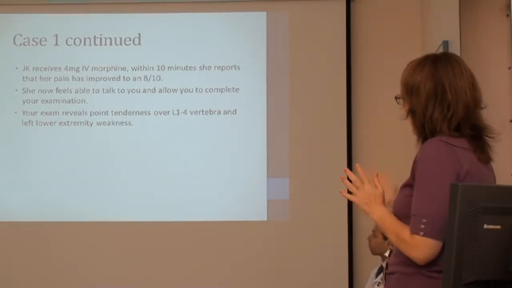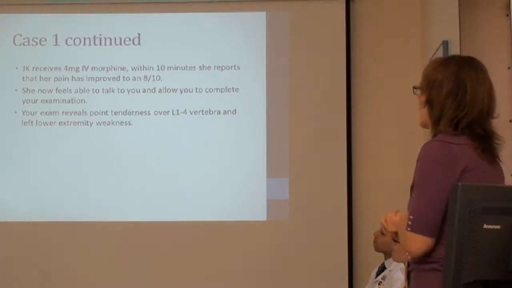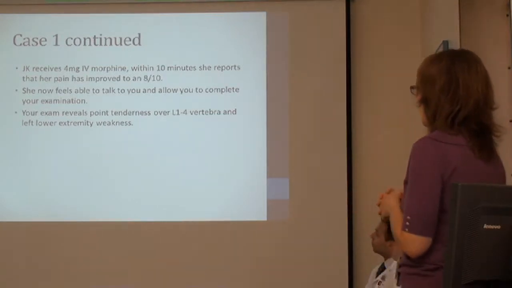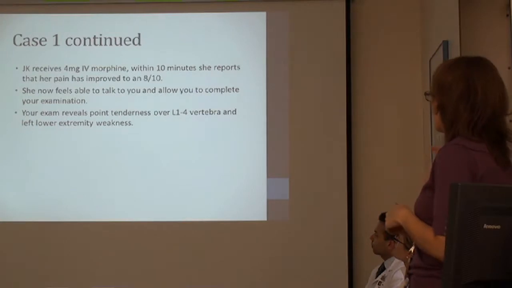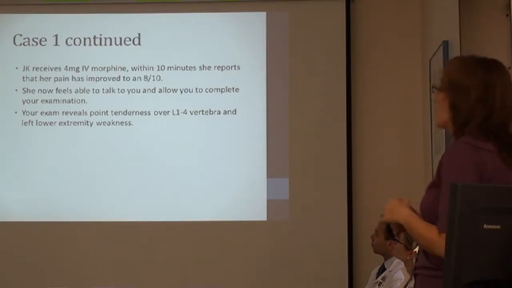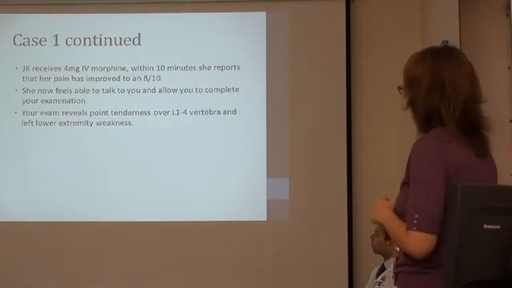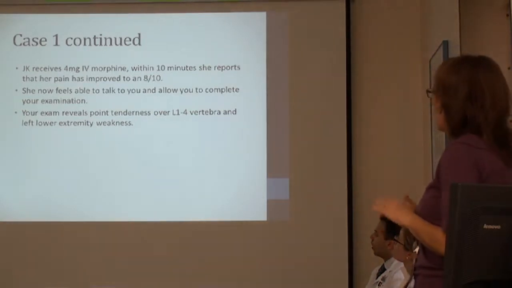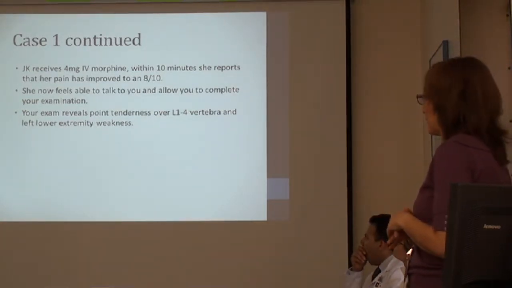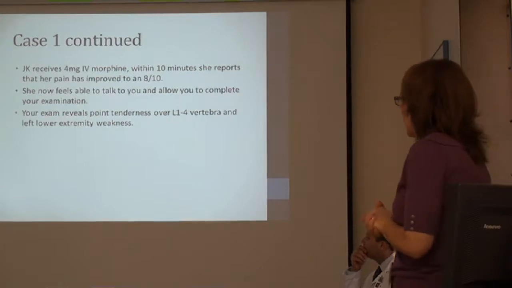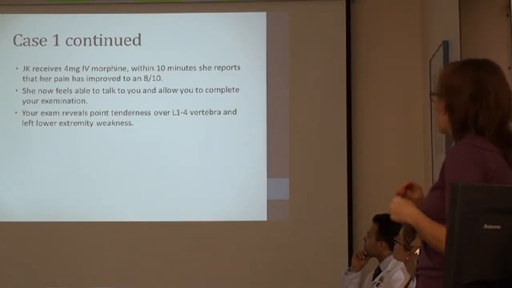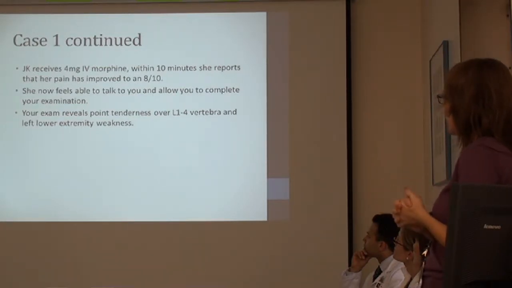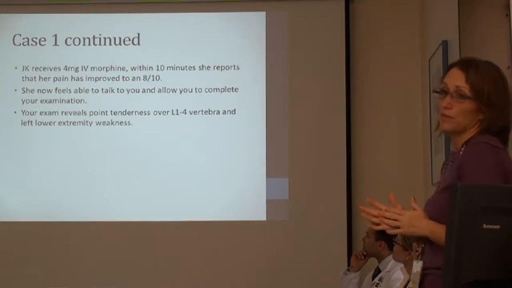So we're going to go back to our case now. JK receives 4 milligrams of IV morphine, and 10 minutes later she reports that her pain has improved. It's 8 out of 10, so it's still bad, but now she is able to talk to you and allow you to complete your examination. Your examination reveals that she has point tenderness of the L1 through 4 vertebrae and left lower extremity weakness.